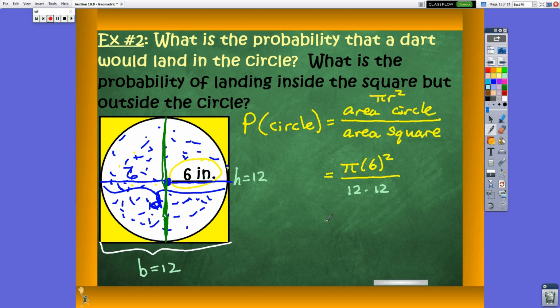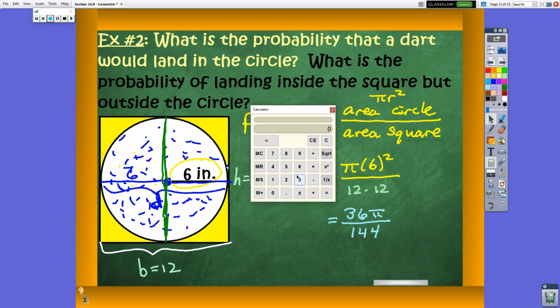So now we can finally get an answer here. So pi times 6 squared is 36 pi divided by 12 times 12, 144. Now, it really wouldn't make too much sense to say, I have a 36 pi and 144 chance of landing inside the circle. It really doesn't give you much idea of what that looks like. So let's grab our calculator and let's figure out what is 36 times pi. And since I don't have a pi button on this calculator, I'll just do 3.14. And so that is approximately now 113.04 divided by 144.